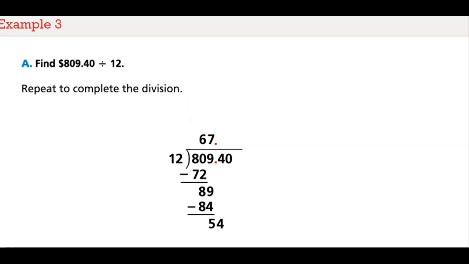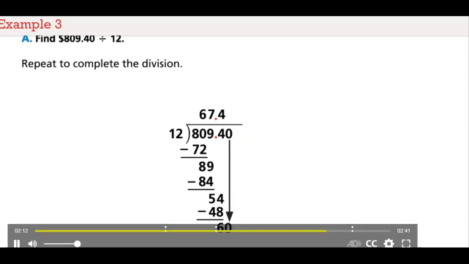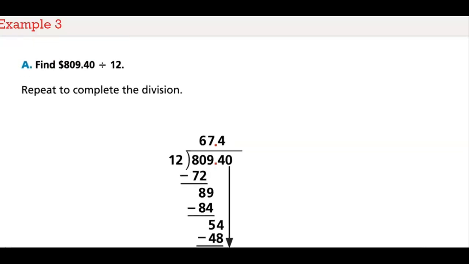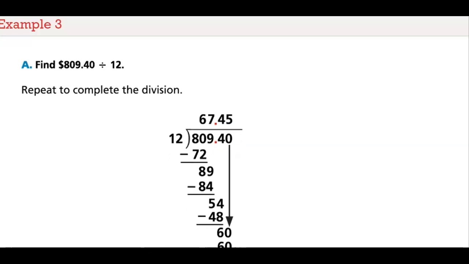The next digit of the quotient is 4. 4 times 12 is 48. Subtract and bring down the digit 0. The last digit of the quotient is 5 because 5 times 12 equals 60. The remainder is 0.